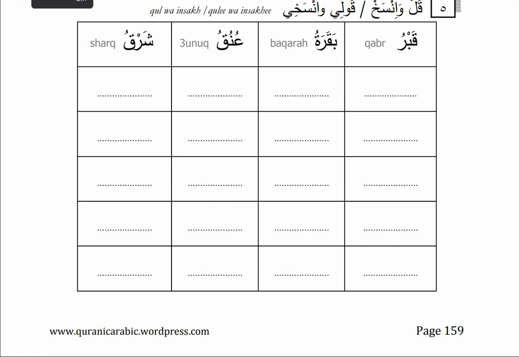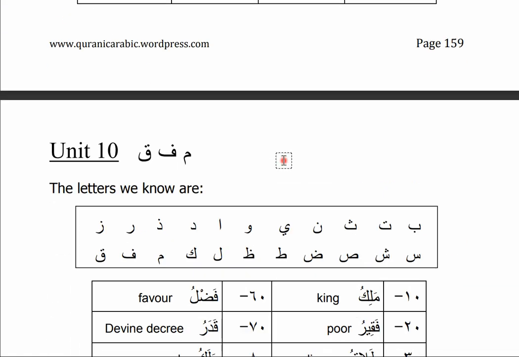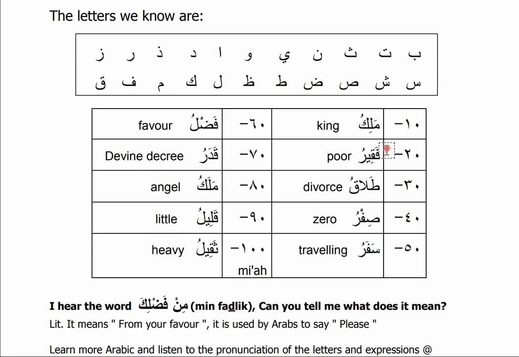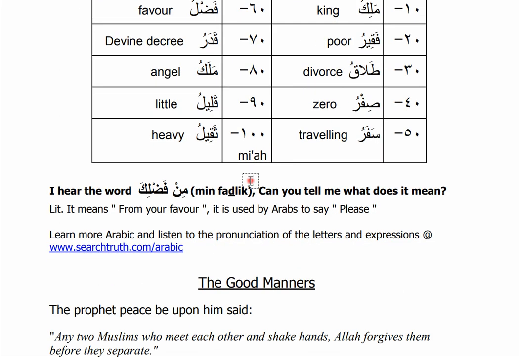So let's proceed with the letters we completed. Here are the newly learned letters: lam, kaf, mim, fa and qaf. So there are random words here: malik, faqir, talaq, safar, fadl, qadr, malak, malak means angel, qalil, little, and thaqil, heavy.